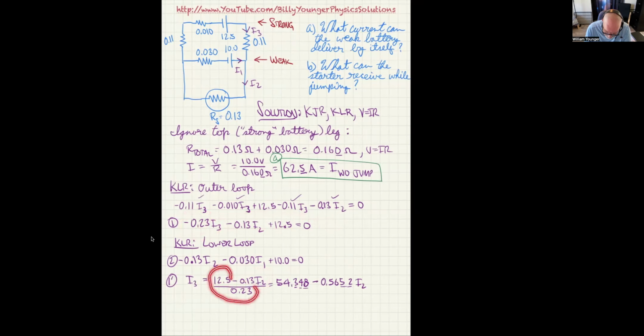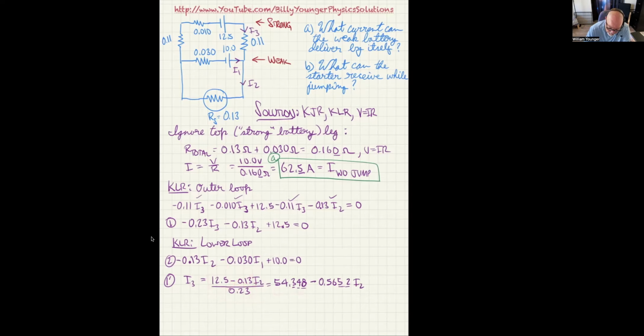Then, using a calculator, I'll compute this fraction and this fraction, or basically as a division problem, and that gives me 54.348 minus 0.5652 times I2. That gives me an equation for I3 in terms of I2. Now we can take equation 2 and solve that for I1 in terms of I2.